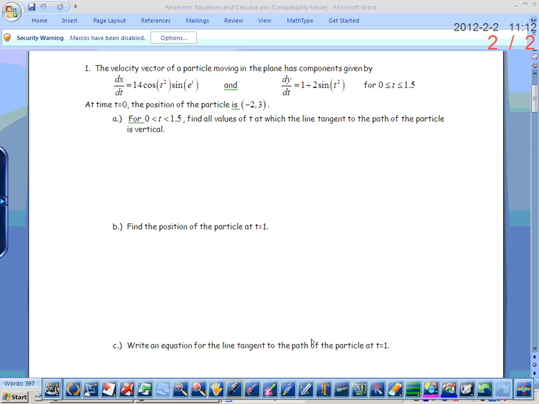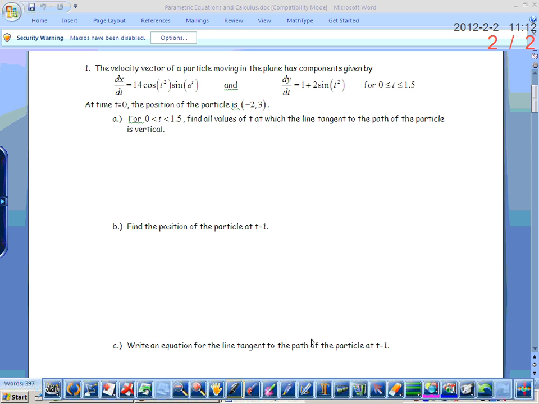All right, so the velocity vector of a particle moving in the plane has components that are given by dx/dt and dy/dt. In a couple days, we're going to talk more about vectors, so don't let that get you hung up. But basically, they're just giving you the velocity of a particle. And since this is written in terms of parametric equations, we have a separate velocity for the horizontal component, dx/dt, and a separate velocity for the vertical component, dy/dt. It also tells us that at t equals 0, the position of the particle is at (-2, 3).